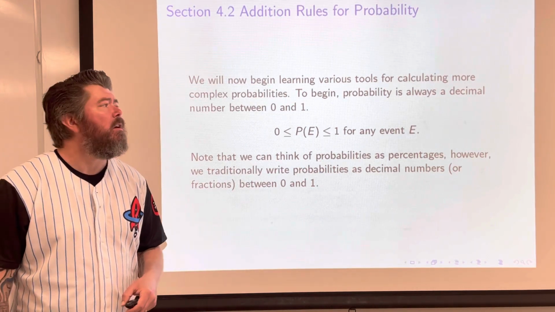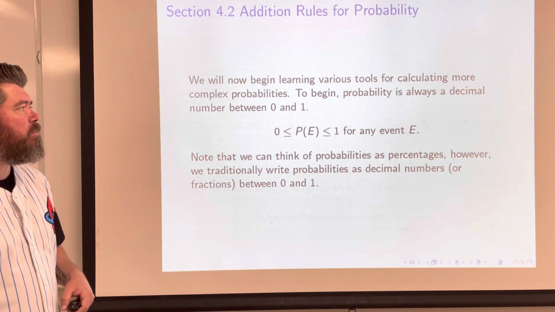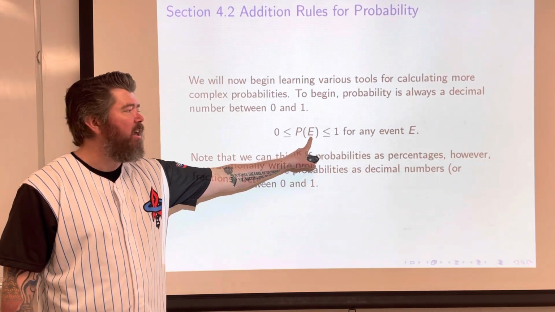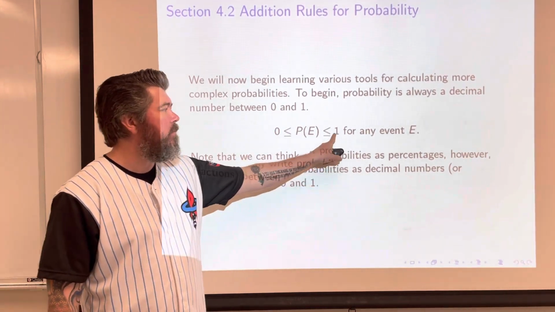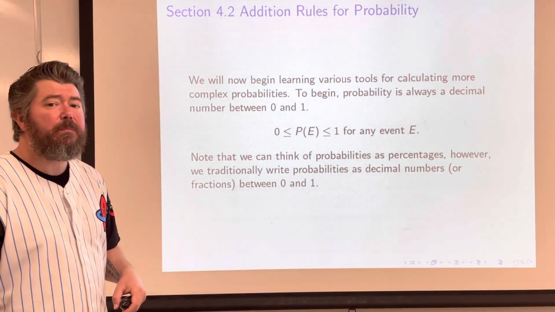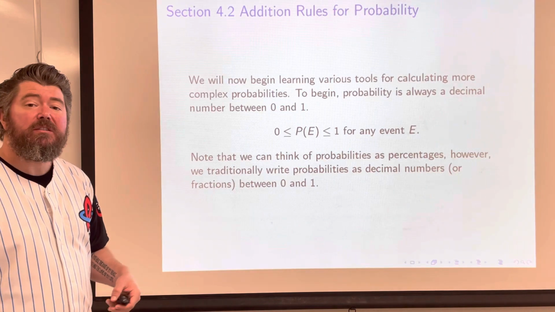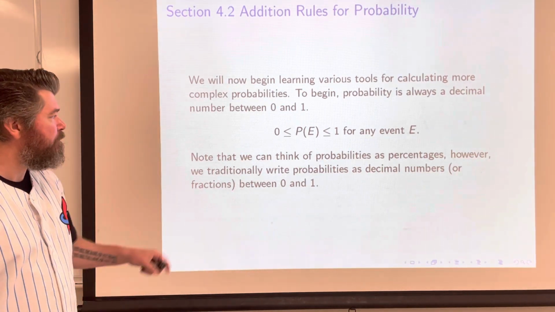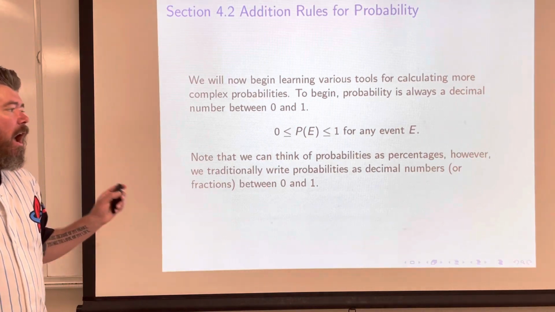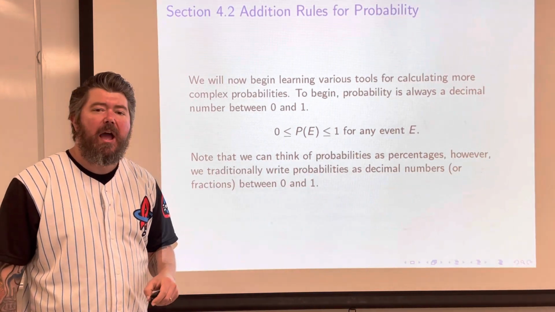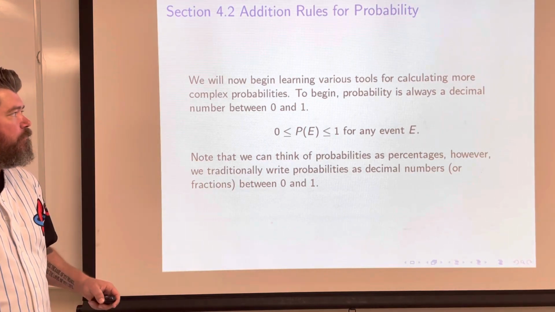To begin, probability is always a decimal number between 0 and 1. So a probability of anything happening is always going to be between 0 and 1. And we can think of these as percentages if we want to talk about the chance of that event happening. However, in math classes, we traditionally write probabilities as decimal numbers.